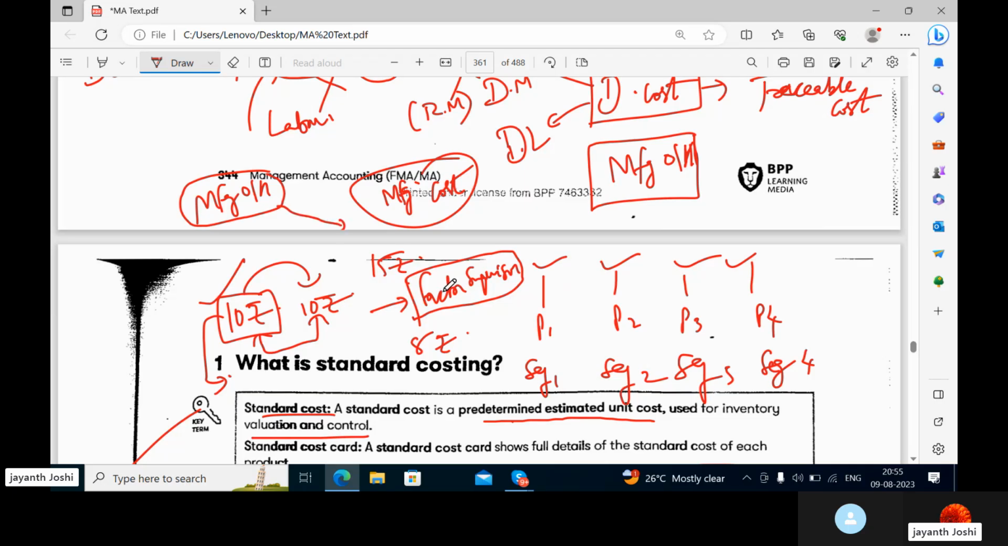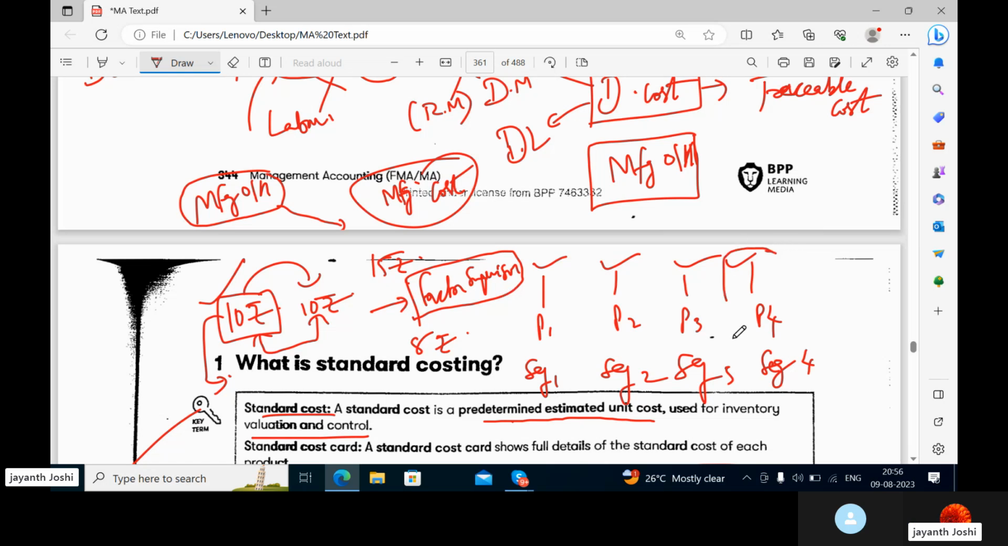This is an example of manufacturing overhead. It is a non-traceable cost, I said. Why? Because the factory supervisor is not directly involved in producing the pens. He is indirectly involved in producing the pens. How? He is not directly involved in the production process of one of the pens or in all these 4 segments.